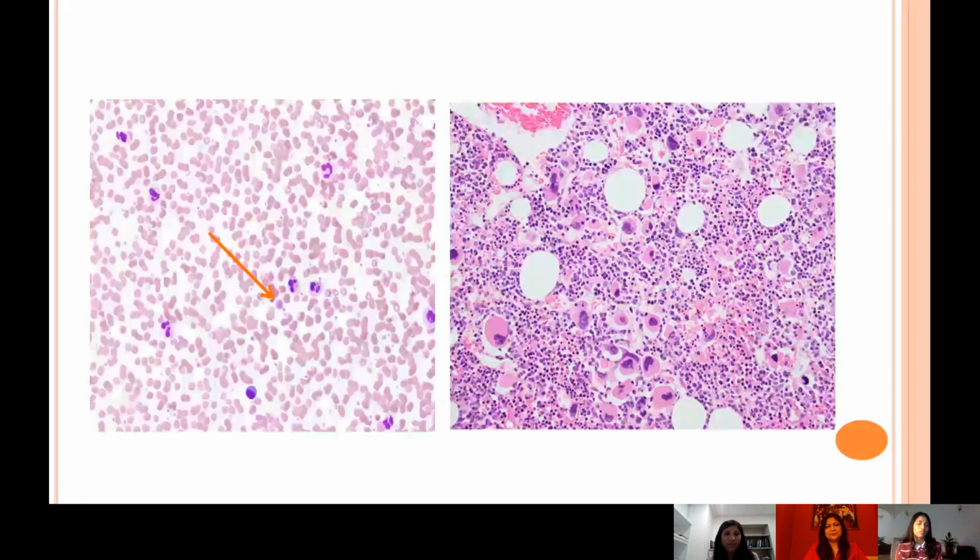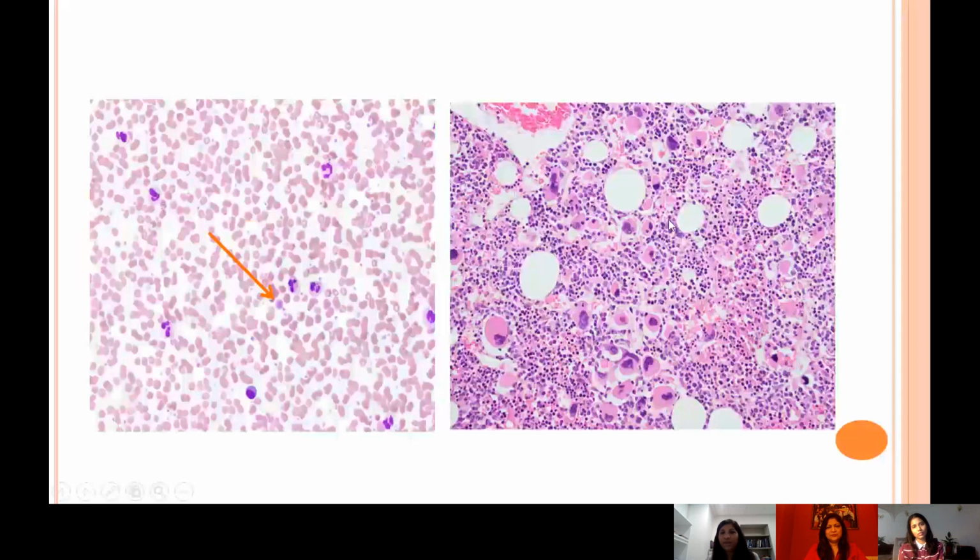On the left-hand side, this is peripheral blood film. First of all, we can see there is increased total leukocyte count, but we are not seeing any immature cells. We are not seeing any blast either. We are not seeing any left shift. This is one of the nucleated RBC here. Main finding here are these giant platelets. First of all, platelet count is increased, and then we are seeing these bigger platelets.